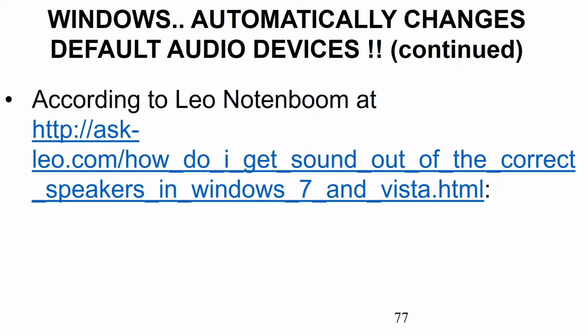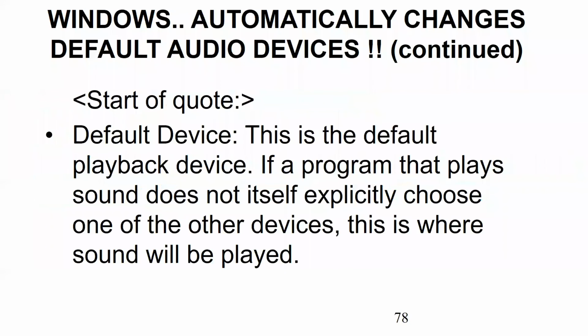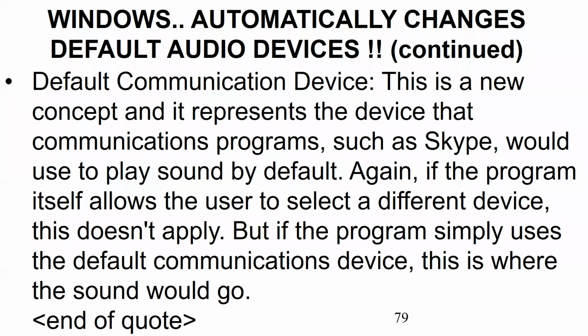This guy here wrote a real good explanation of what the difference is, and I love his website. It's called Ask Leo, and he says a default device is any device, but a default communications device is a device such as Skype that is used for communications. Some programs like Skype let you pick which device you want once you're in the program. So that's helpful, right, if you're going to have Windows reconfiguring things for you.